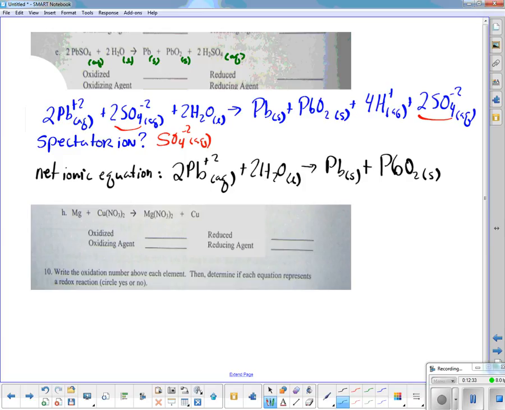Yes? How come we don't have to write the 4H? Oh, I forgot it. Sorry. Yes, we do need to write the 4H plus. Thank you. I just got tired of writing, I guess. So I'm still a little confused on how we find the AQ or S.